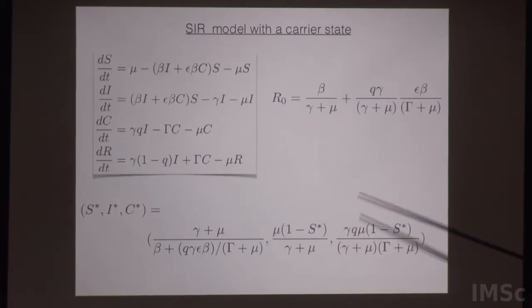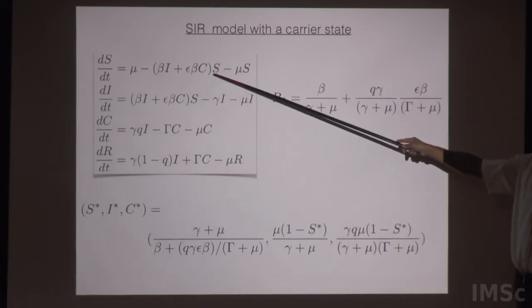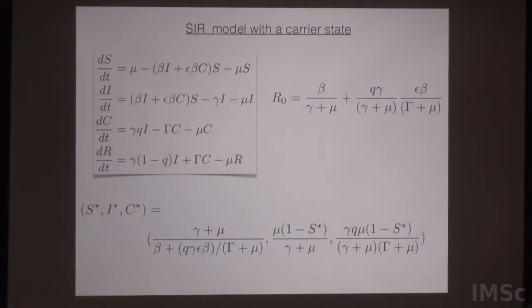Here are those equations again, and here is the R naught. And how do you calculate R naught? Same trick. Assume a small fraction, S approximately equal to 1, infected approximately equal to 0, etc. How do things grow, combine terms, etc. You get R naught to have this particular form.